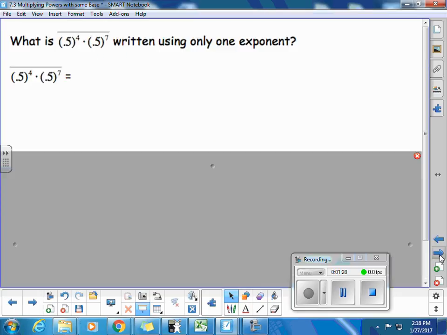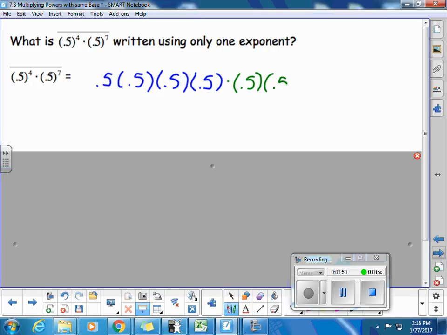Let's do another one. 0.5 to the fourth times 0.5 to the seventh. And we'll write them out again. So we have 0.5 times, I'm going to put them in parentheses so we can tell what's decimals and what's multiplication. That's 0.5 to the fourth. And then we have it times 0.5 to the seventh. Boy, that's a lot of 0.5s.